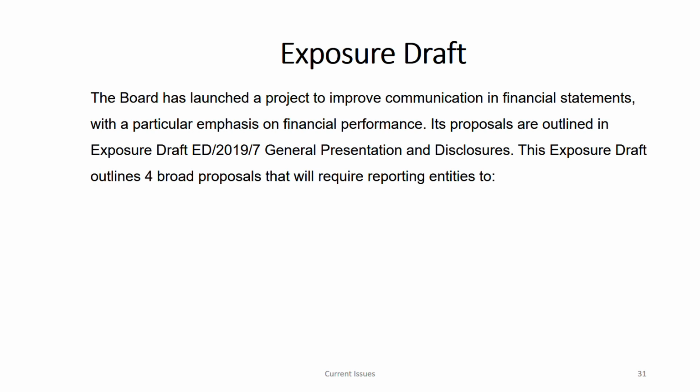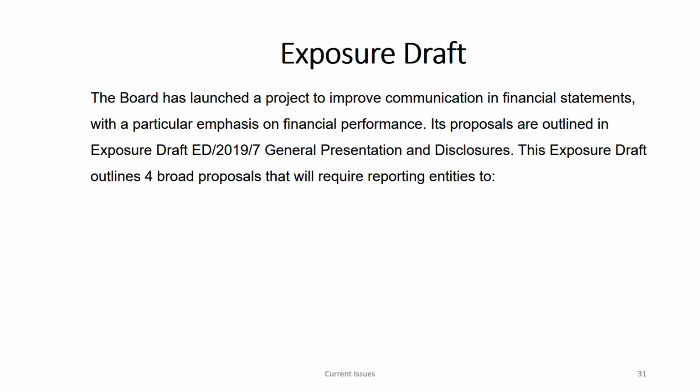For presentation and disclosure, it's a draft form. It is not yet finalized. If you see 2019-7, that means it was issued in 2019, in July. The month is July. So this exposure draft, what does it do? It outlines four broad proposals that will require the reporting entity. The next video slides that I'm going to cover will be on these four points, four broad principles.